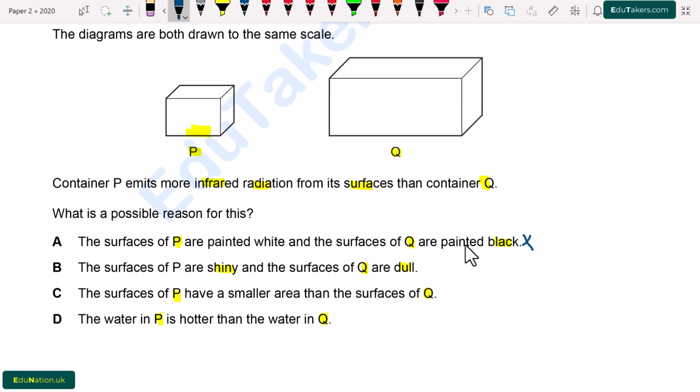B. The surfaces of P are shiny and surfaces of Q are dull. It is also incorrect. Correct answer is D, because the water in P is hotter as compared to water in Q. When there is high temperature, the rate of emission of the radiation will be larger. So from here option D is correct.